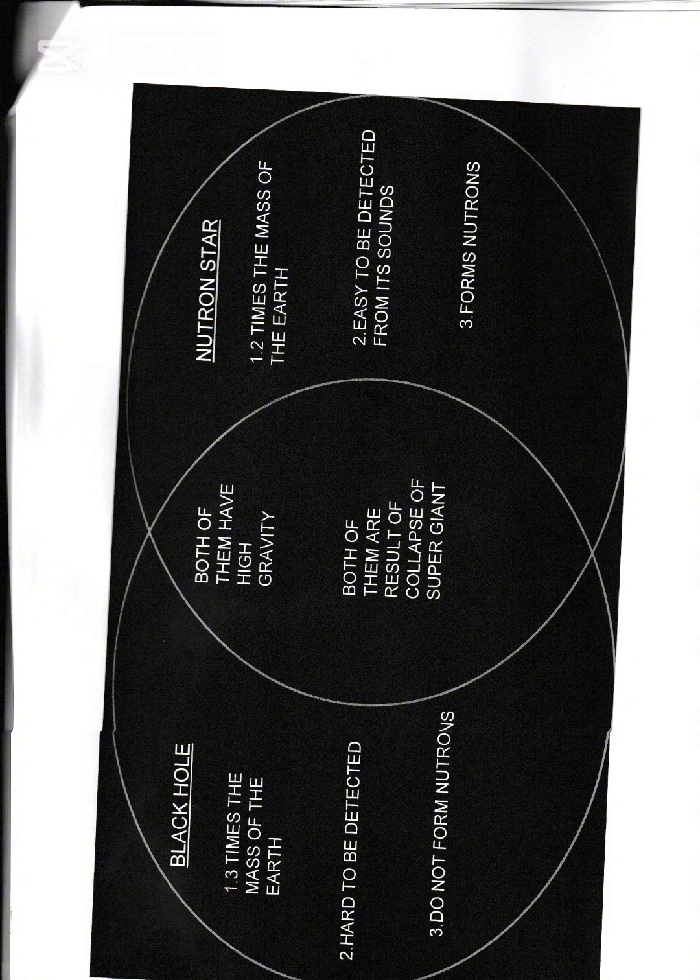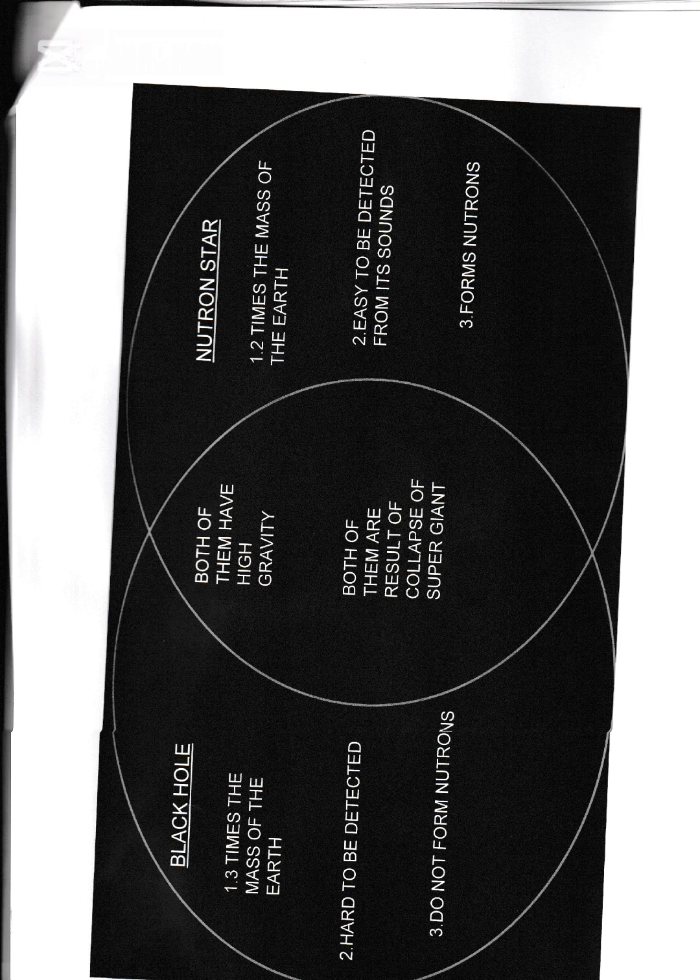Here we have another diagram that shows the comparison between the black hole and the neutron star. On the left, we have the black hole. It's 3 times the mass of the Earth. But the neutron star on the right is 2 times the mass of the Earth. The black hole is hard to detect because it's dark. The neutron star is easy to detect from its sound.